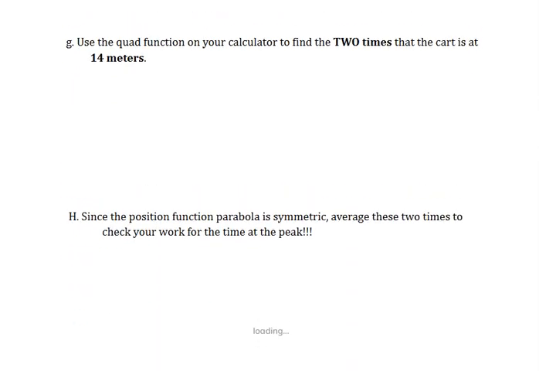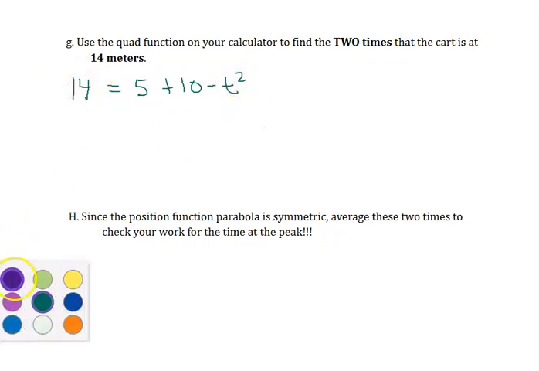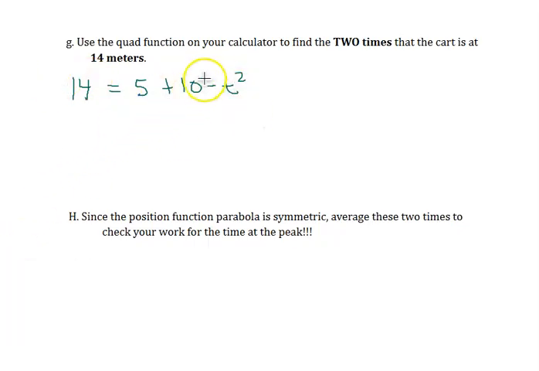Okay, now we're going to practice using quad. Use the quad function on your calculator to find the 2 times the cart is at x at 14. So the output of the position function is 14, and I'm just copying the position function. You can't see it anymore on my screen, but you should have it on your paper. So that's what we want to be true. Oops, I dropped a T.